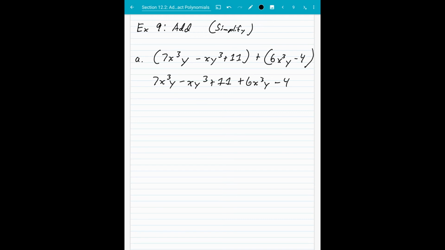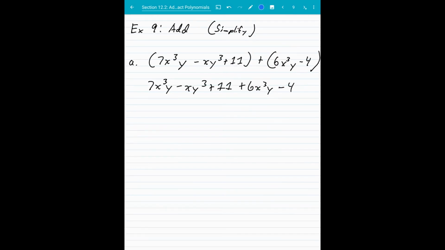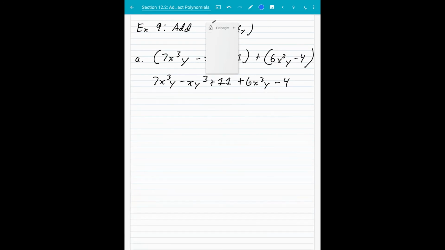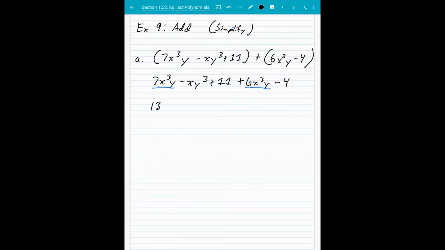We're back to square one, just like we did on the other problem. Let's examine from left to right. Are there any other x to the third y's? Got another one right here. 7 plus 6 makes 13x cubed y. Get them out of your field of vision.